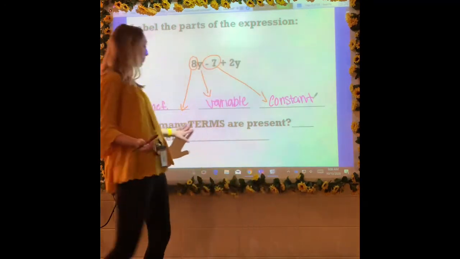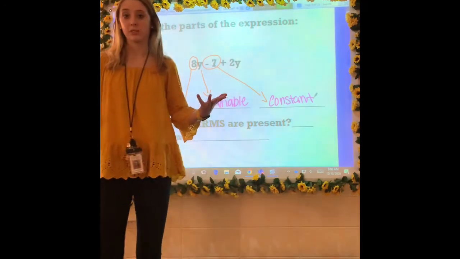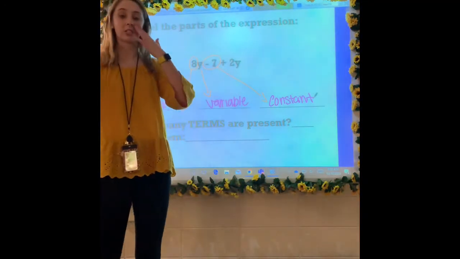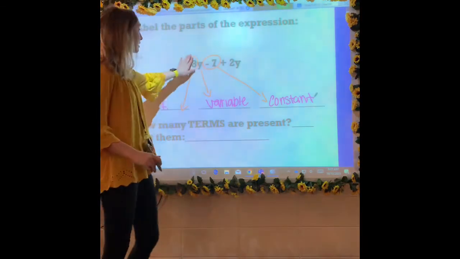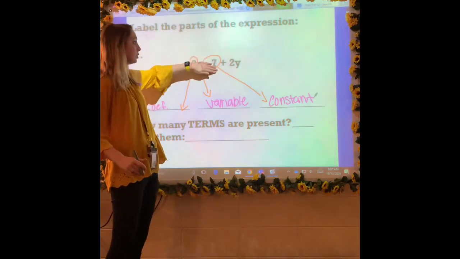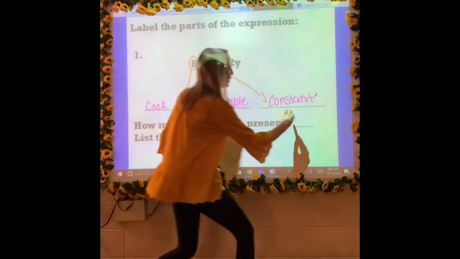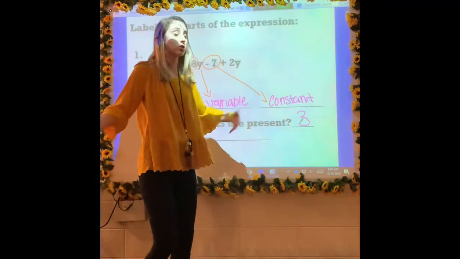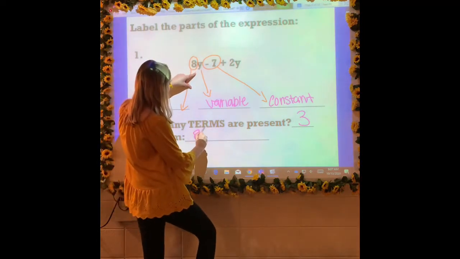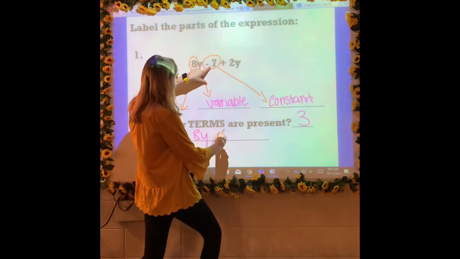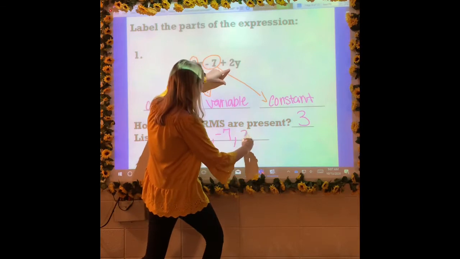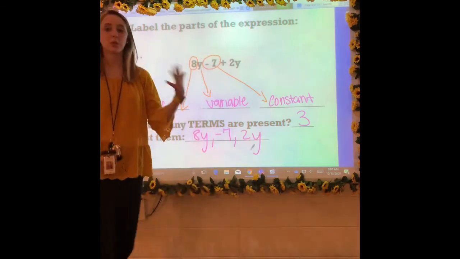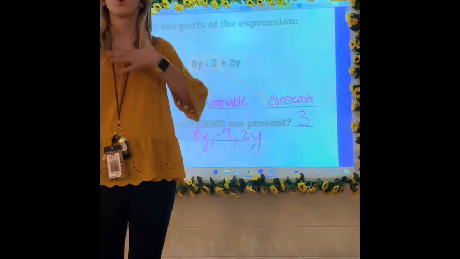All right, so now the bottom part wants us to know how many terms are present, okay? So we count those terms. Remember, they're separated by addition and subtraction signs. So we have 1, we have 2, we have 3. So we have 3 terms present. And then it wants us to list them. So what are those 3 terms? We have 8y, -7, and 2y. Okay, so we're just using those vocabulary still, and we're still working with those words.